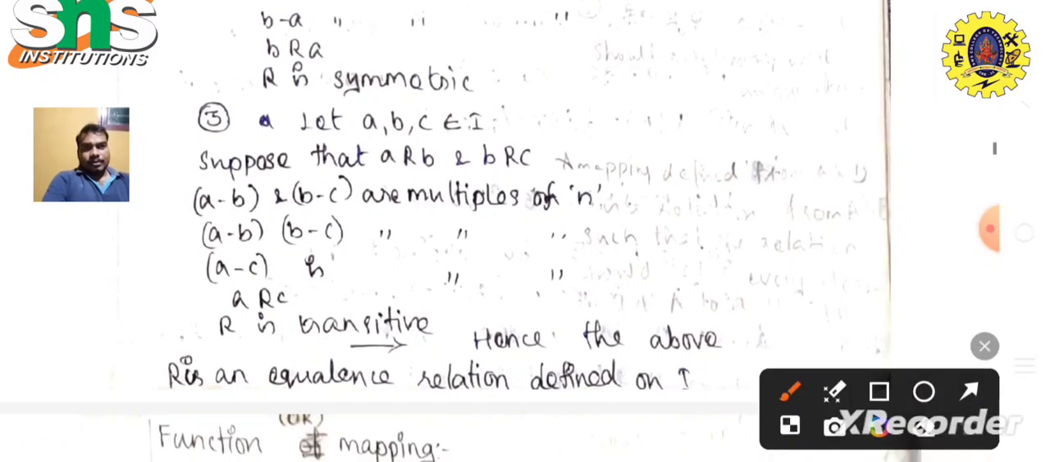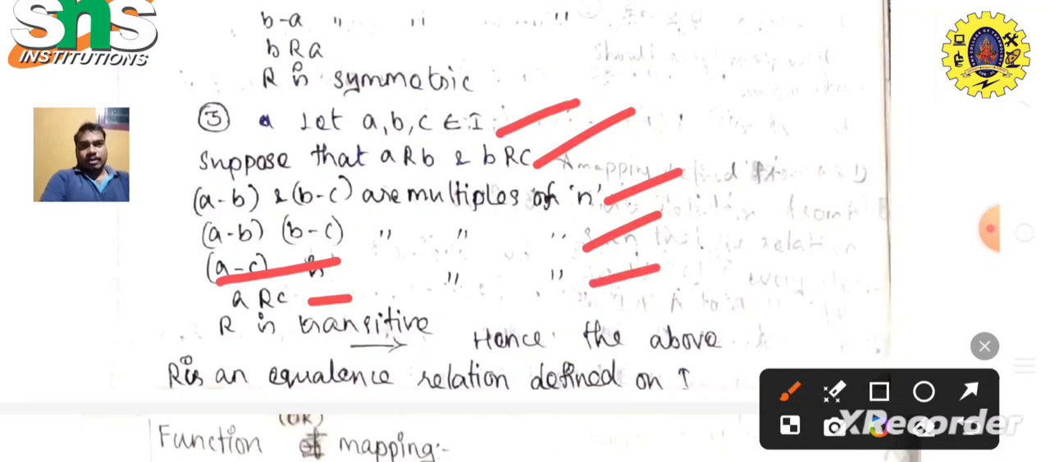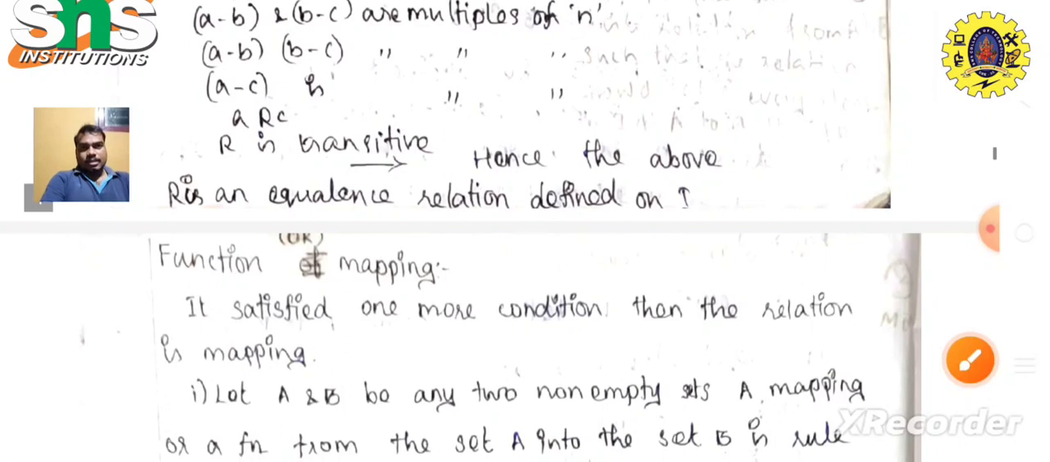We have to prove next, transitivity. Let a, b, c belong to the set of integers I. Suppose that a is related to b and b is related to c. I have to prove a is related to c. So a minus b and b minus c are multiples of n. So a minus c is a multiple of n. So a is related to c. Therefore R is transitive. Hence the above relation R is an equivalence relation.